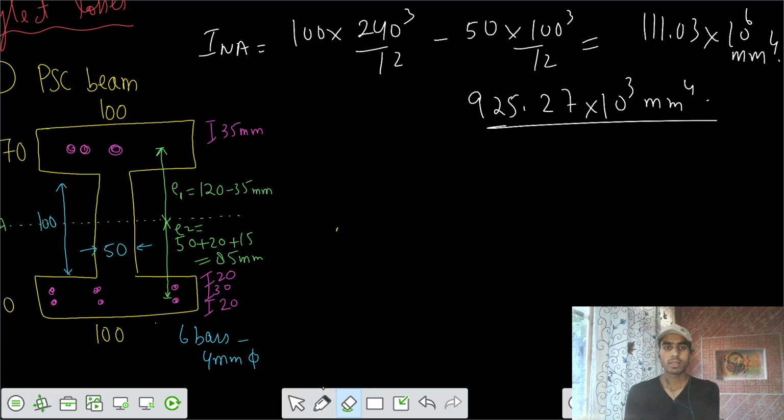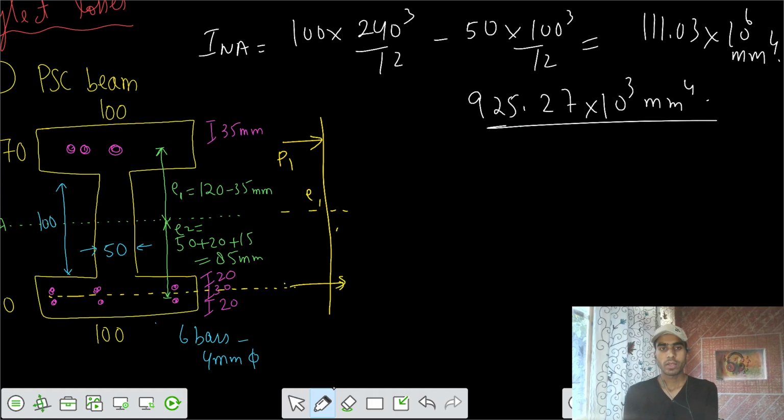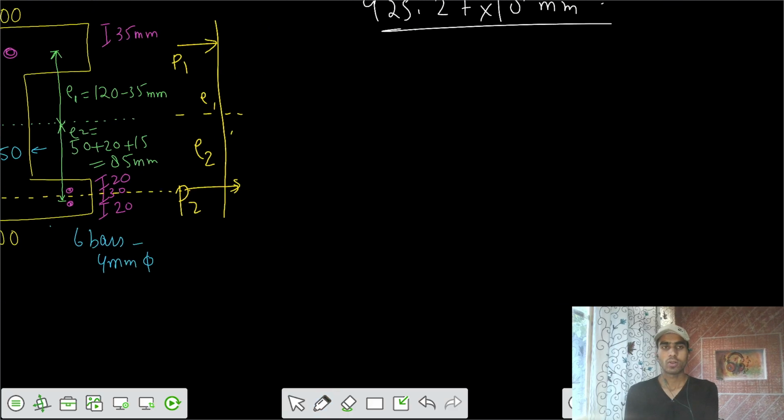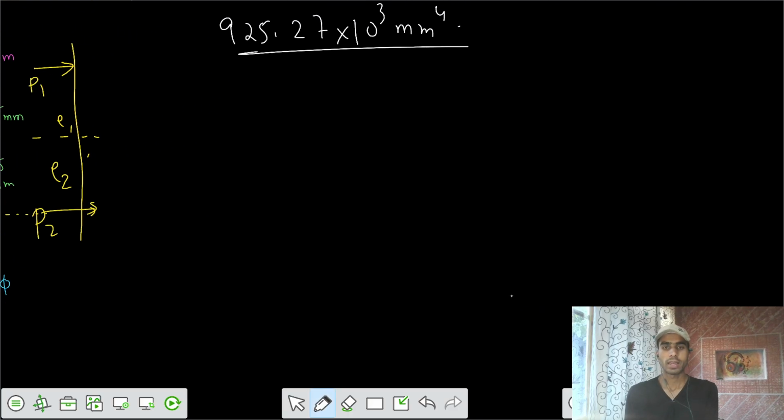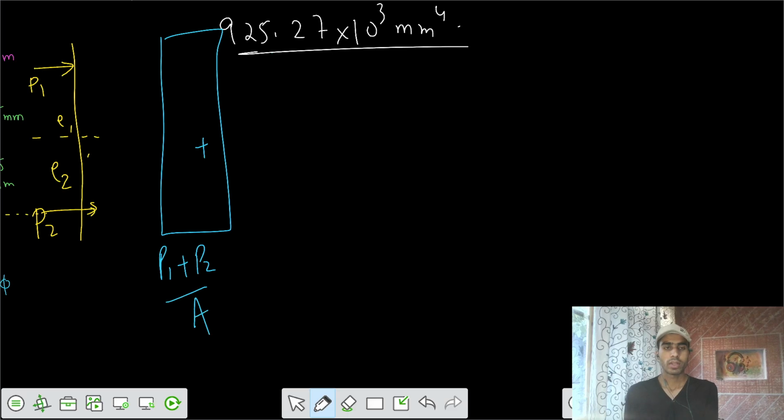We are having this section. We are applying a force of P1 at some eccentricity E1, and we are applying one more force, P2, somewhere at the mid part of this, at an eccentricity of E2. So I can take the stresses now. This is your P1 plus P2 divided by the area of the concrete section.